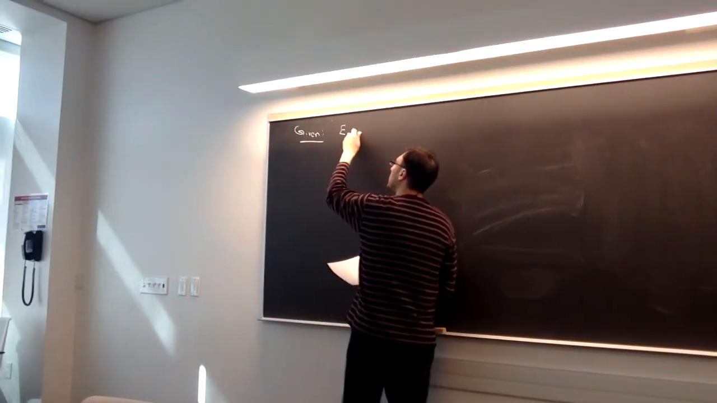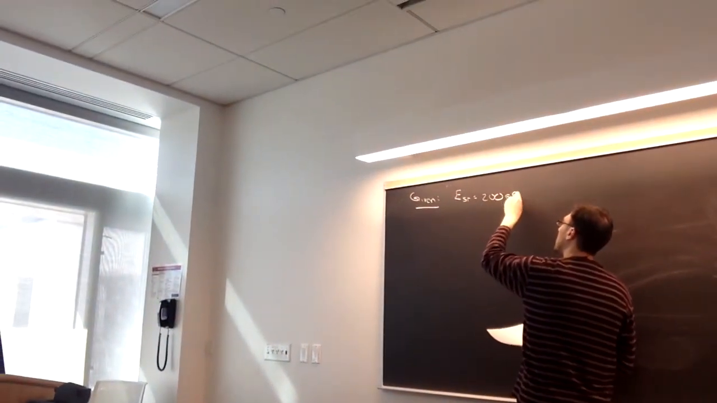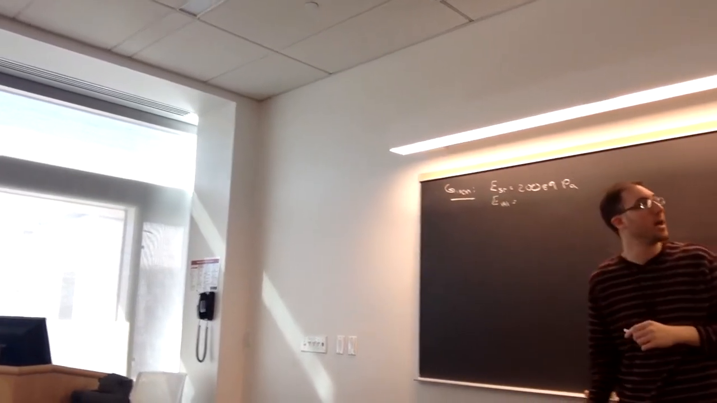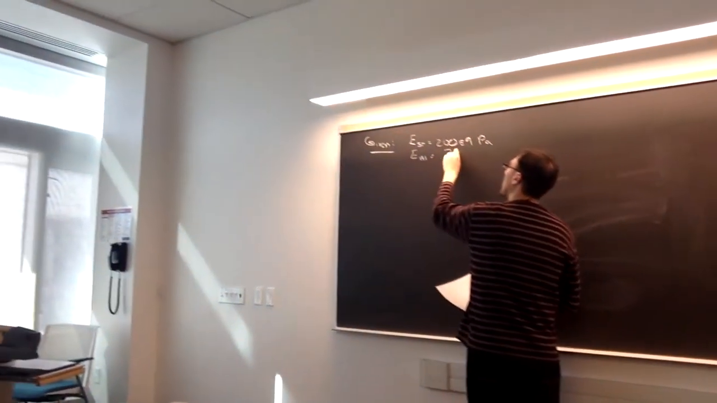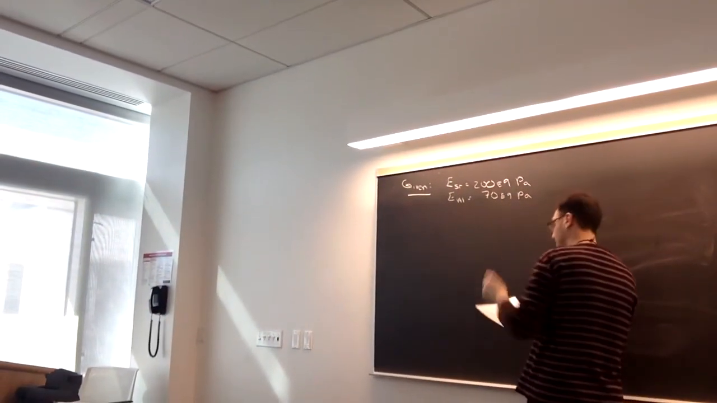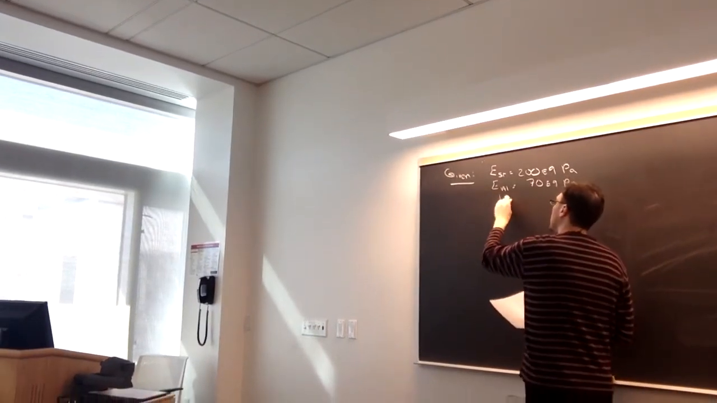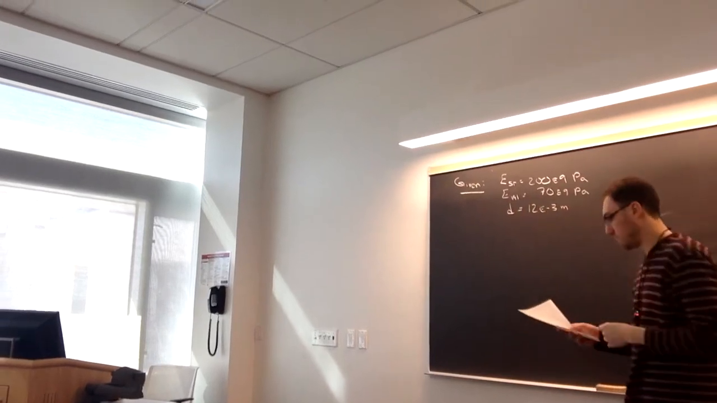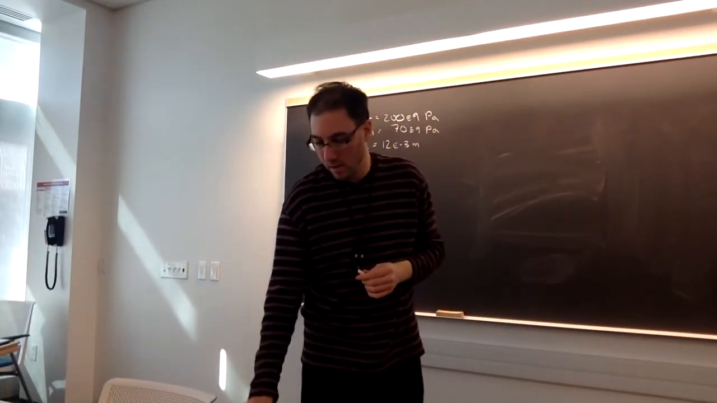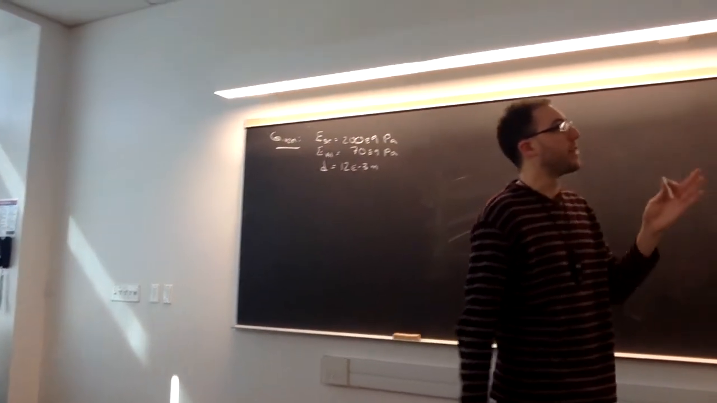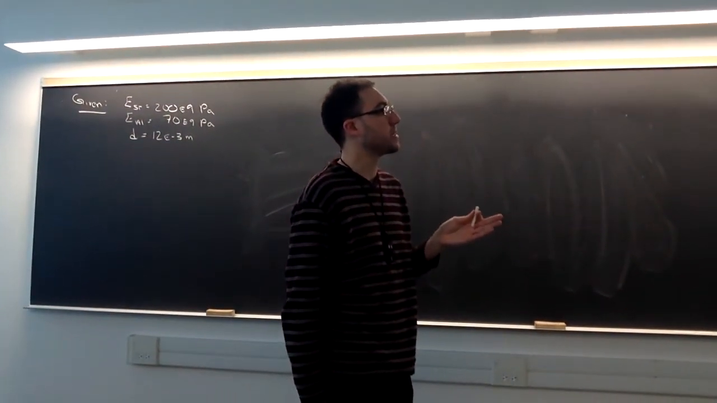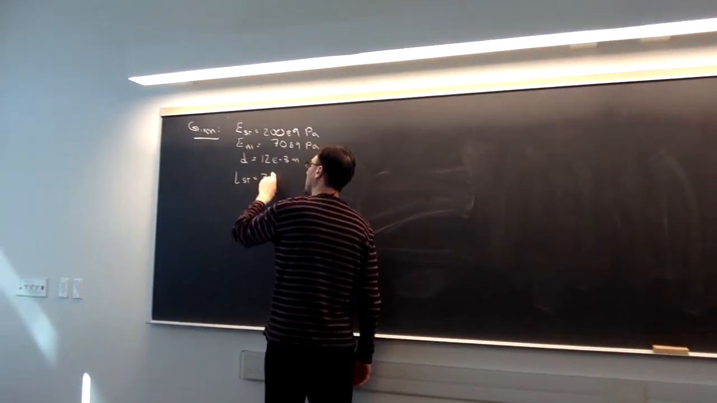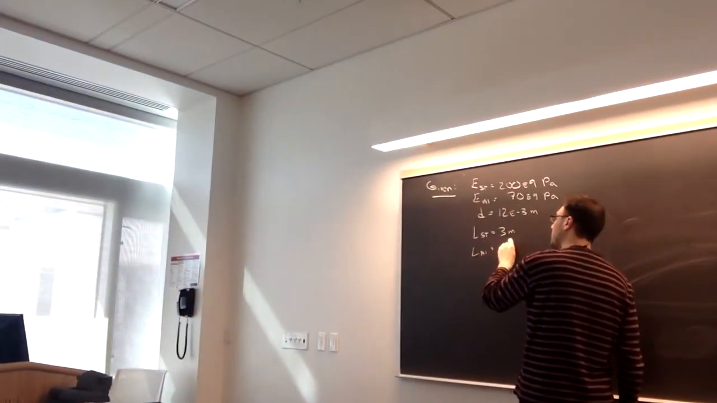The Young's modulus of steel is 200 gigapascals, and of this aluminum, it is 70 gigapascals. They both have that same diameter of 12 millimeters. The length of the steel piece, I'll start with steel, is 3 meters, and the aluminum piece is 2 meters.